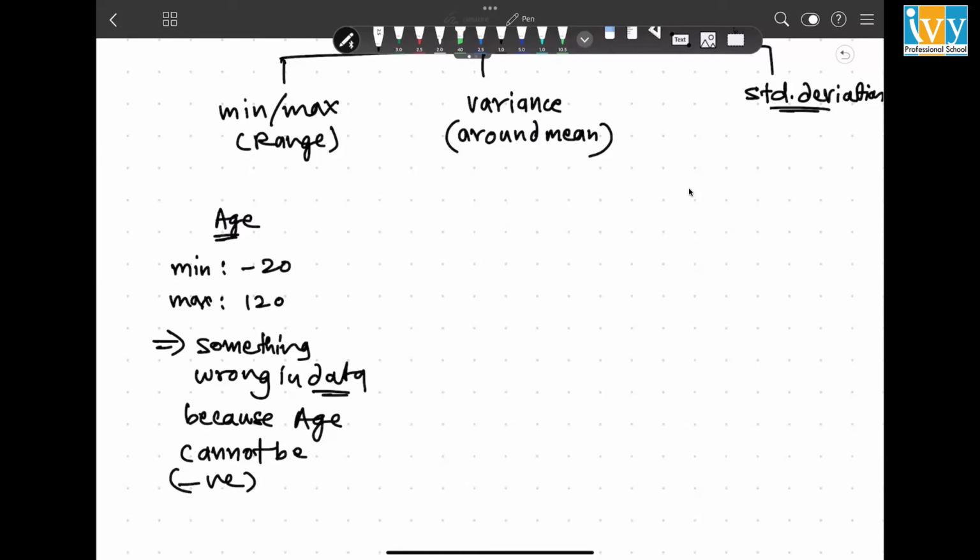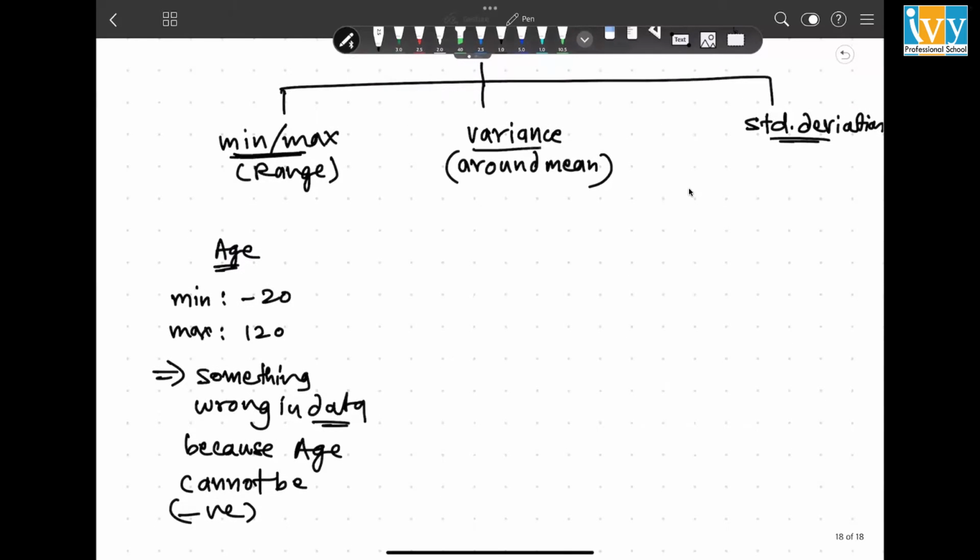Okay. So min max helps you to take a decision in terms of whether the data looks sensible or not. And if there are issues, then you treat them. How do we treat them? You basically try to replace them with the nearest logical value, which we will learn in the 6th notebook.